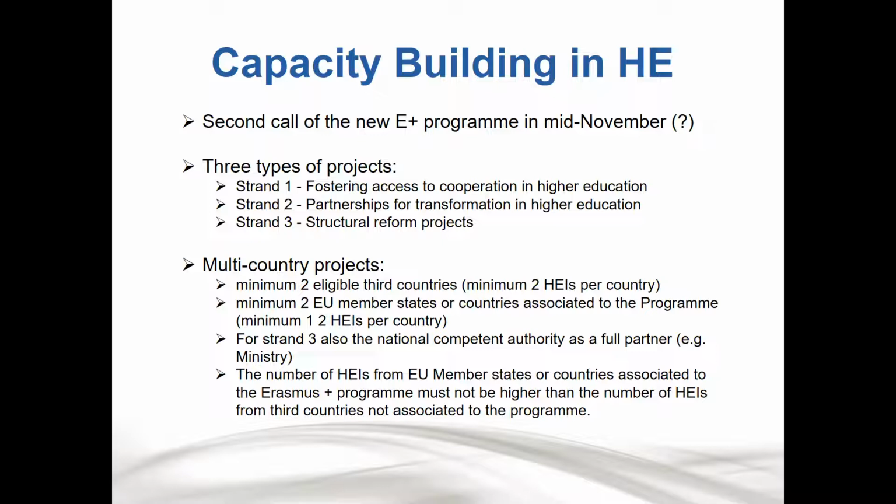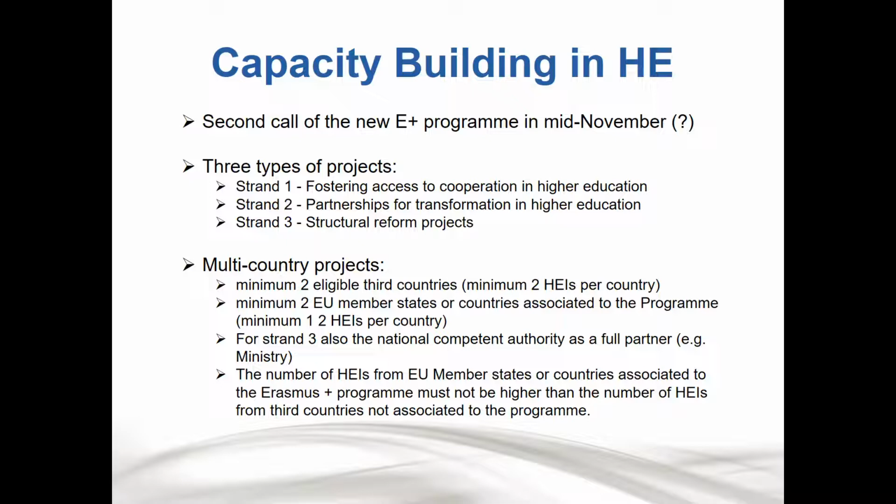So we would suggest to go for the multi-country project, meaning that you have to have in the consortium a minimum of 2 eligible third countries, so 2 countries in Latin America with at least 2 universities per country. So that makes 4 universities minimum in the consortium, and minimum 2 EU member states or other countries from Europe that are associated with the program. And that means you have to have minimum 1 higher education institution per country, not 1, 2. So at the end, the minimum size of the consortium is 6 because you have minimum 2 from 2 different countries in Europe and 4 from 2 different countries in Latin America.